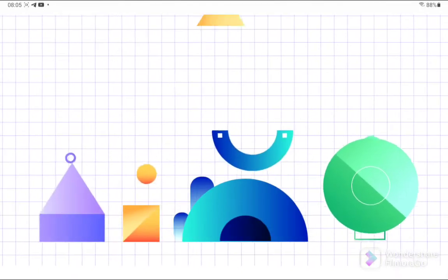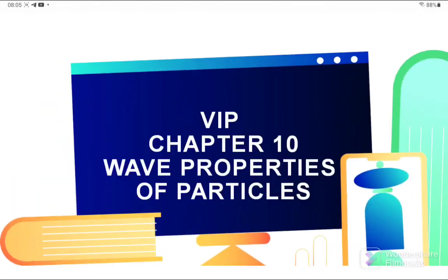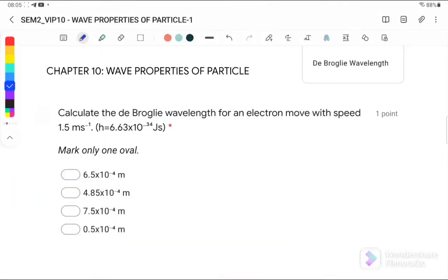Today we are going to discuss VIP questions for chapter 10, wave properties of particles. Wave-particle duality is a phenomenon where, under certain circumstances, particles exhibit wave properties, and under other conditions, a wave exhibits properties of a particle.